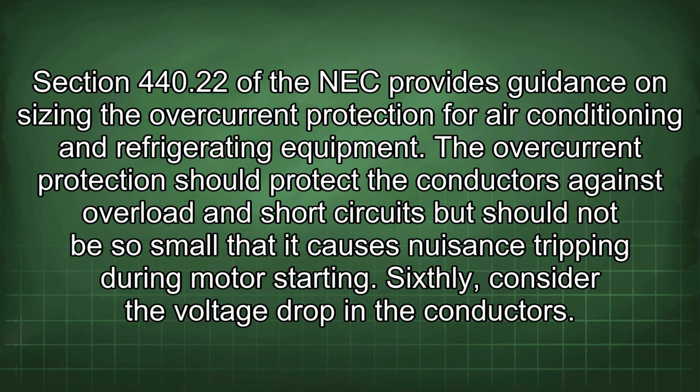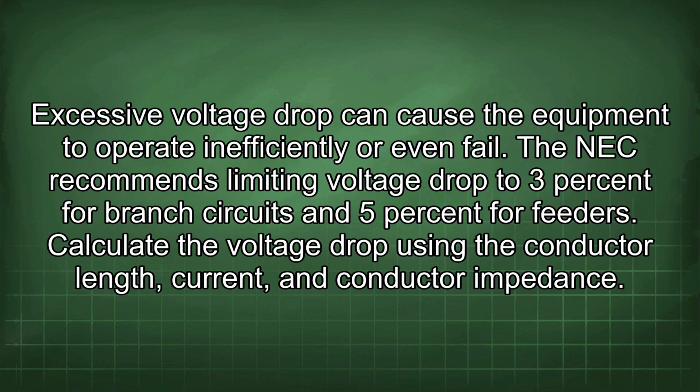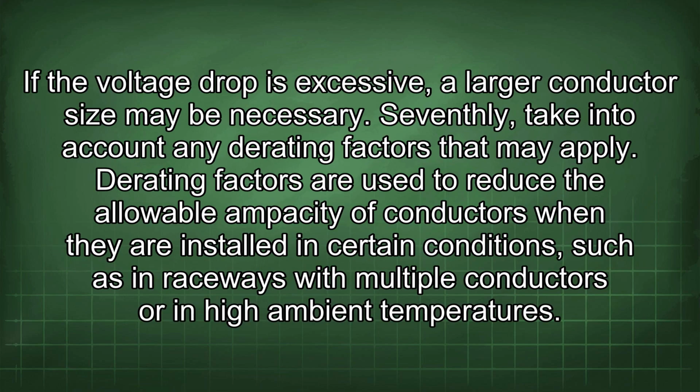Sixthly, consider the voltage drop in the conductors. Excessive voltage drop can cause the equipment to operate inefficiently or even fail. The NEC recommends limiting voltage drop to 3% for branch circuits and 5% for feeders. Calculate the voltage drop using the conductor length, current, and conductor impedance. If the voltage drop is excessive, a larger conductor size may be necessary.